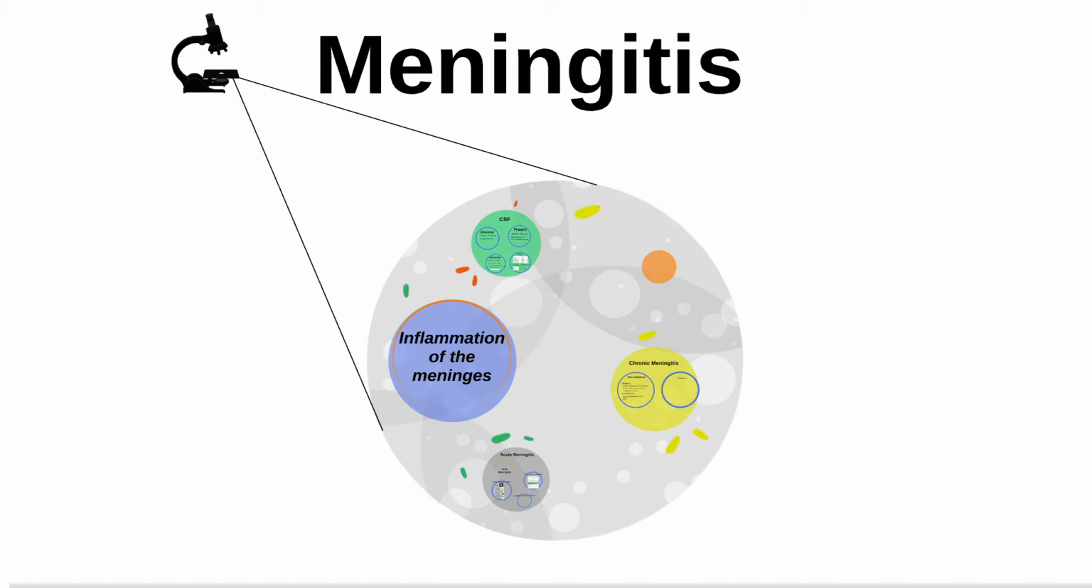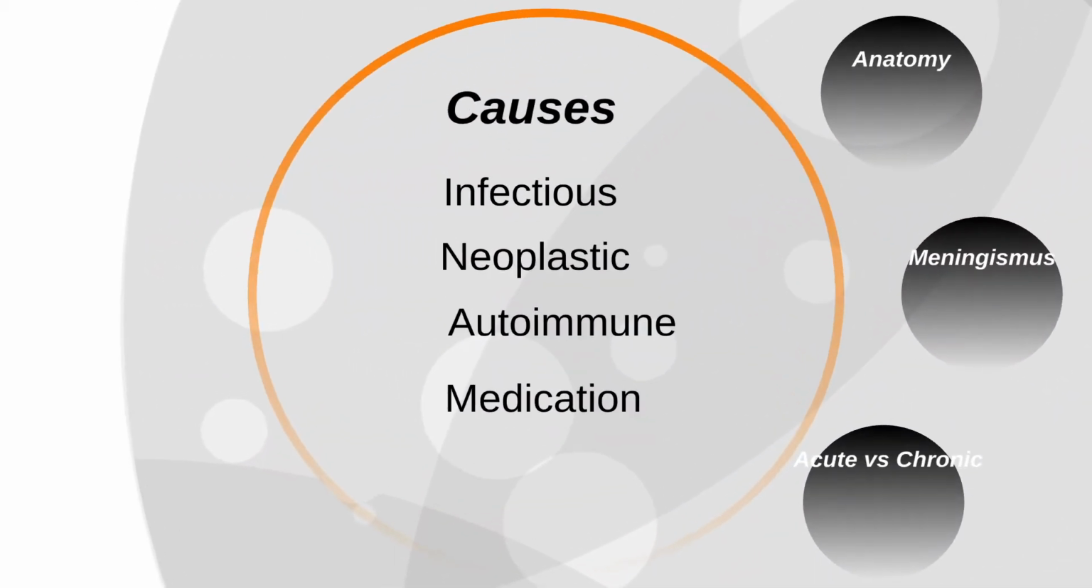Now, meningitis, as everybody knows, can be caused by a bunch of different pathophysiological mechanisms. The one that we're going to go into a little bit of detail is infectious, whereas we're going to leave any neoplastic, autoimmune disorders or medication-induced inflammation of the meninges to some other time.